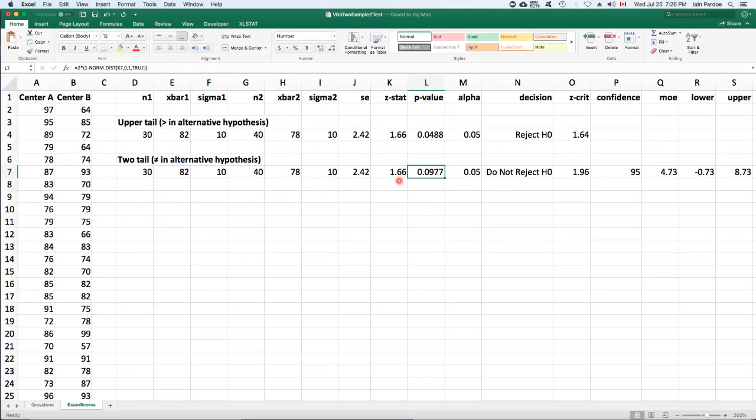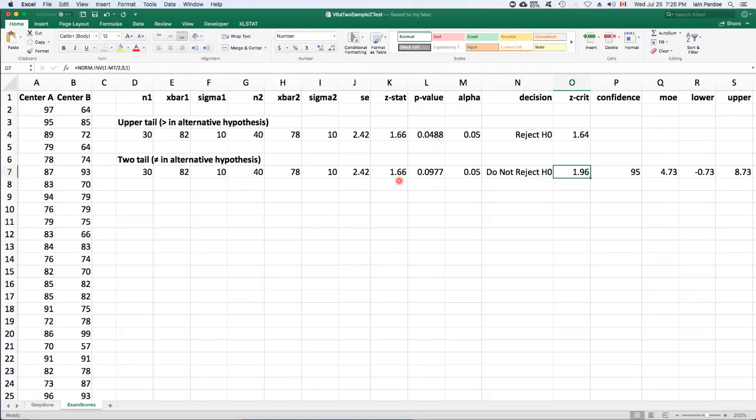in this example. If we're doing an alpha equal 0.05 test, the p-value is bigger than 0.05, so we do not reject the null hypothesis. There's not enough evidence here to reject the null in favor of the alternative.